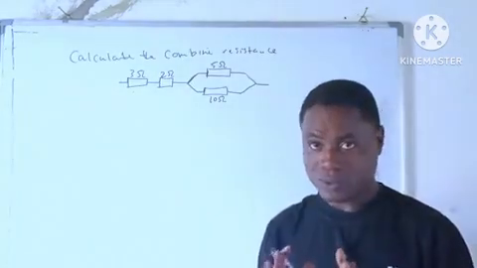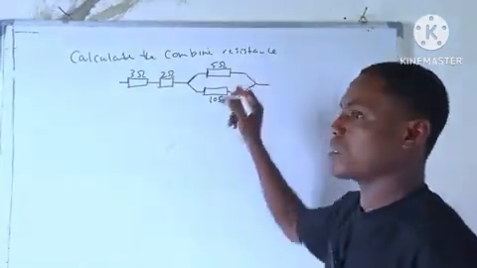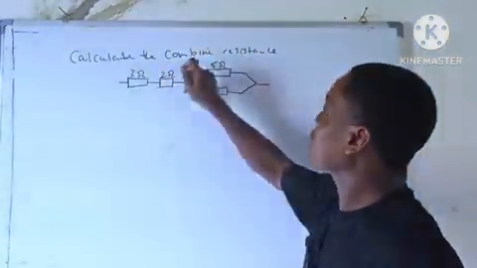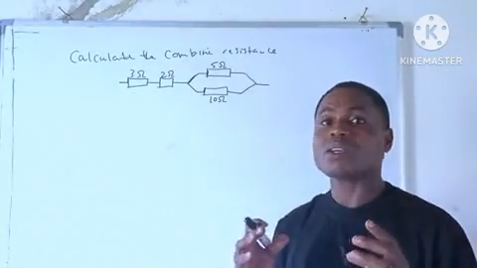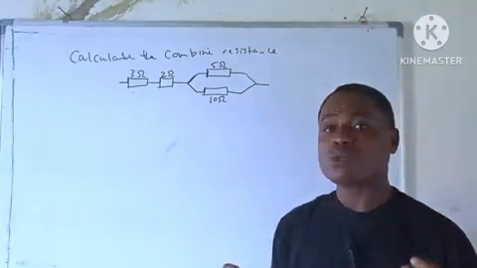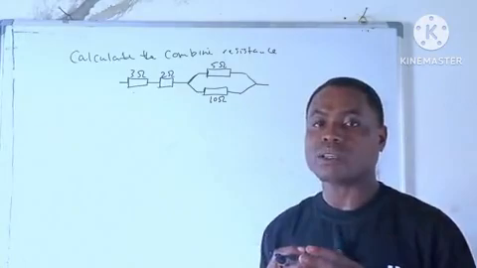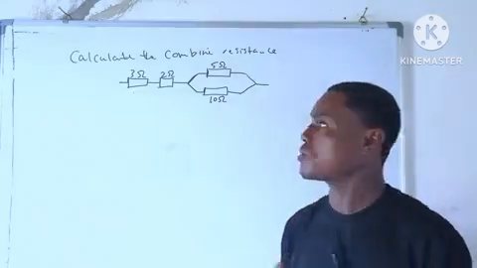Are you getting it now? These two resistors are connected in series, while these two are connected in parallel. Now, we are asked to calculate the combined resistance. Combined means we are asked to calculate both the series and the parallel, then you add them together. Are you getting it? So it's very simple. So please listen and watch carefully.